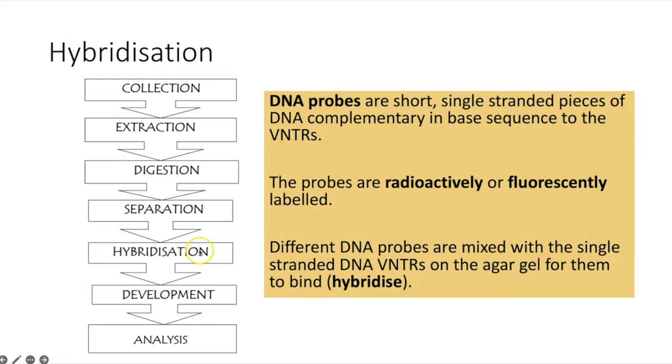And the hybridization stage is when DNA probes, which are short single-stranded pieces of DNA, which have been created to be complementary in terms of the base sequence of the VNTRs, are added, and the DNA probes either have a radioactive or fluorescent label so that we can then move on to the development stage. But this part is called hybridization because the different DNA probes are mixed with those separated strands. So you've got two different pieces of DNA joining together, creating a hybrid.